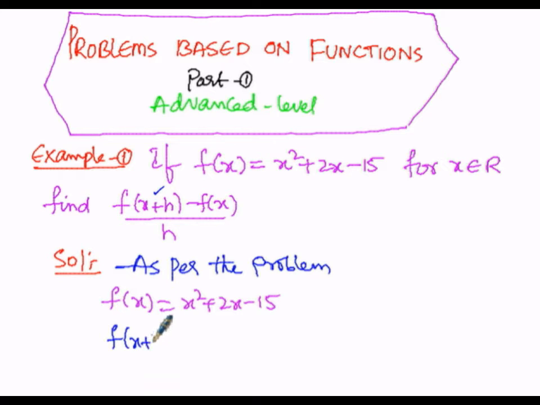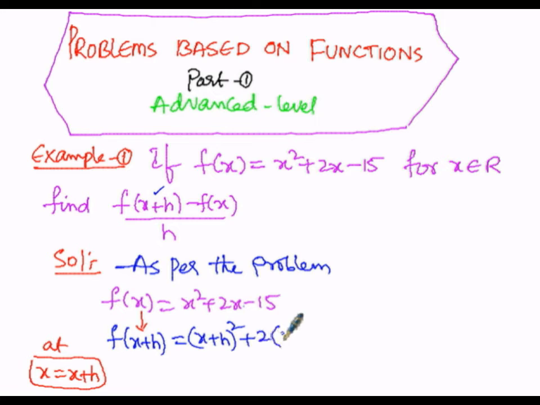So for f of x plus h, x must be replaced by x plus h. So here at x is equal to x plus h, the next logical step will be x must be replaced by this x plus h, that is x plus h whole square plus 2 into x, that is 2 into x plus h, minus 15. So here the next logical step will be, x plus h whole square is in the form of a plus b whole square is equal to a square plus 2ab plus b square.